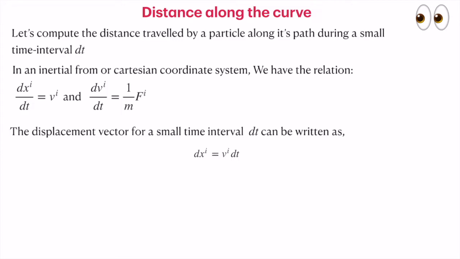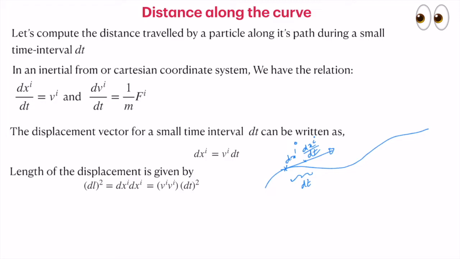If you want to calculate the displacement, that is the distance it traveled, then we have to find the magnitude. The length of the displacement vector is given by dl^2 = dx^i dx^i, which we can write as v·v dt^2. In the inertial frame, we know that v·v is twice the Lagrangian, so dl^2 is given as twice the Lagrangian times dt^2. We can write it as δ_ij dx^i dx^j.